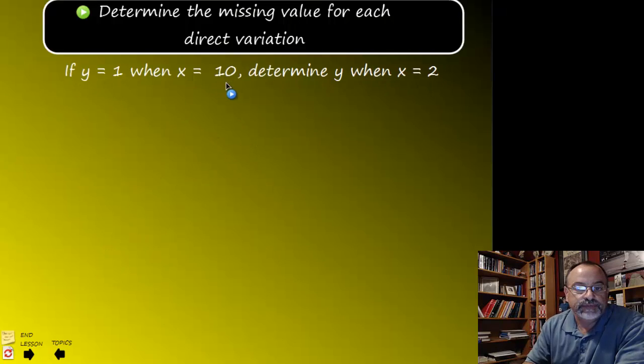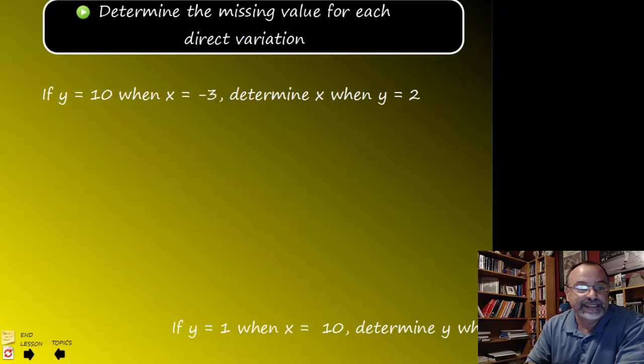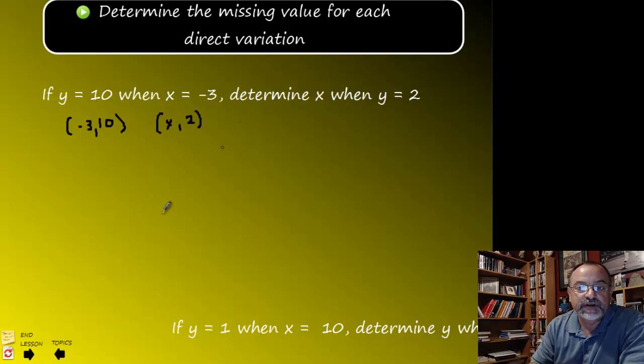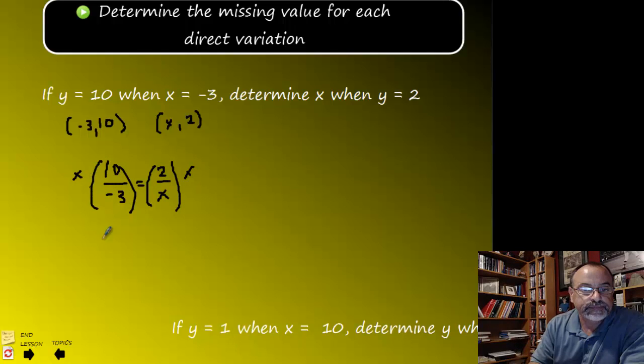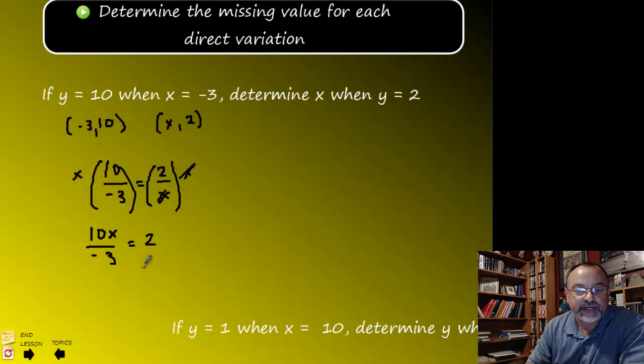So let's do another one just to show you how easy it is. If y is 10 when x is -3, then determine x when y is 2. So again, because it's a direct variation, I know that if I put y over x, it's going to equal every other y over x, and now I solve the equation. So I'm going to multiply both sides by x. So that's going to give me 10x over -3 is equal to 2. That gets the x out of the denominator.